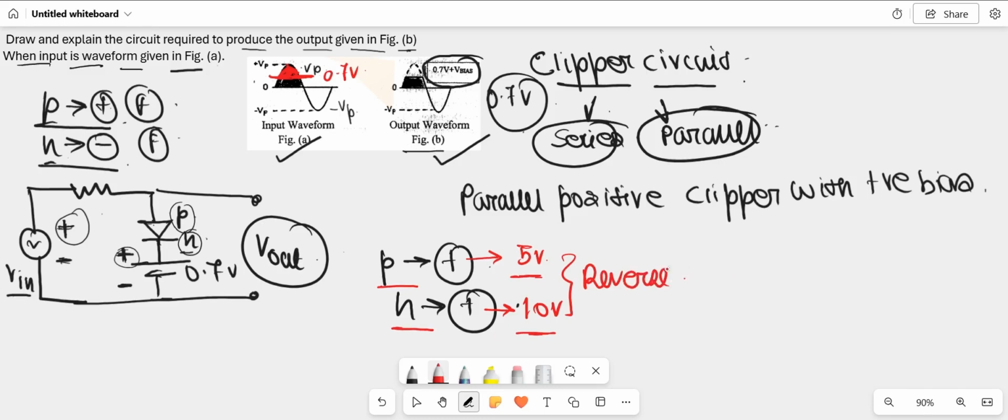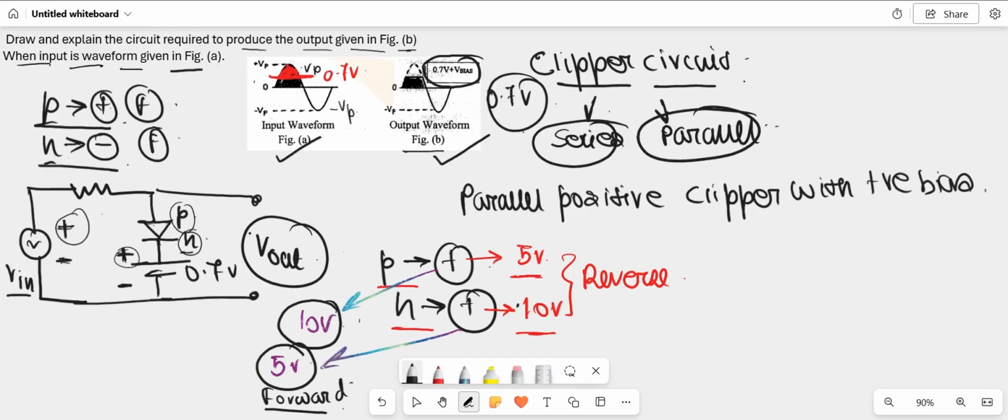But if I assume this positive value is 10 volt and this one is 5 volt, then P is connected to a more positive value and N to a less positive value. In this case the diode will be forward biased. So the main condition is, suppose at this P terminal the voltage is Vin positive for the positive half cycle, and at this particular point the bias voltage is what?